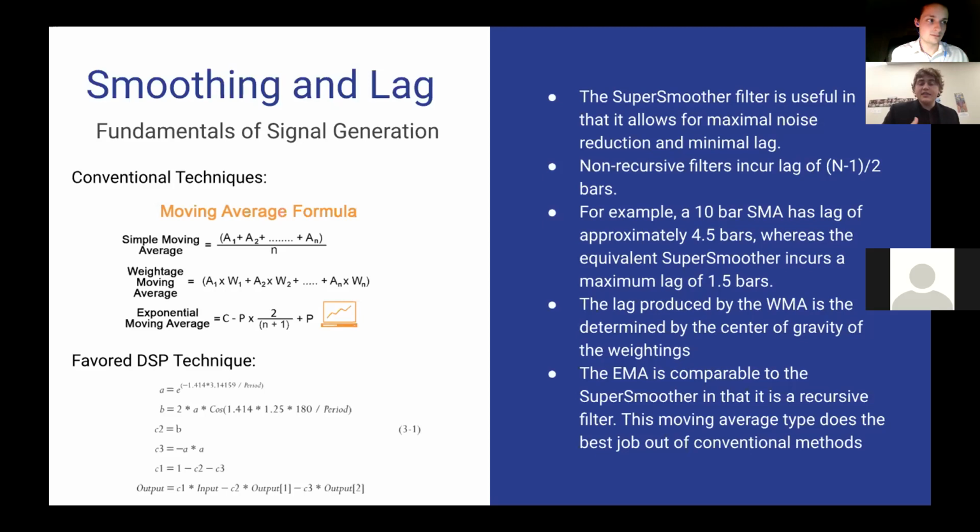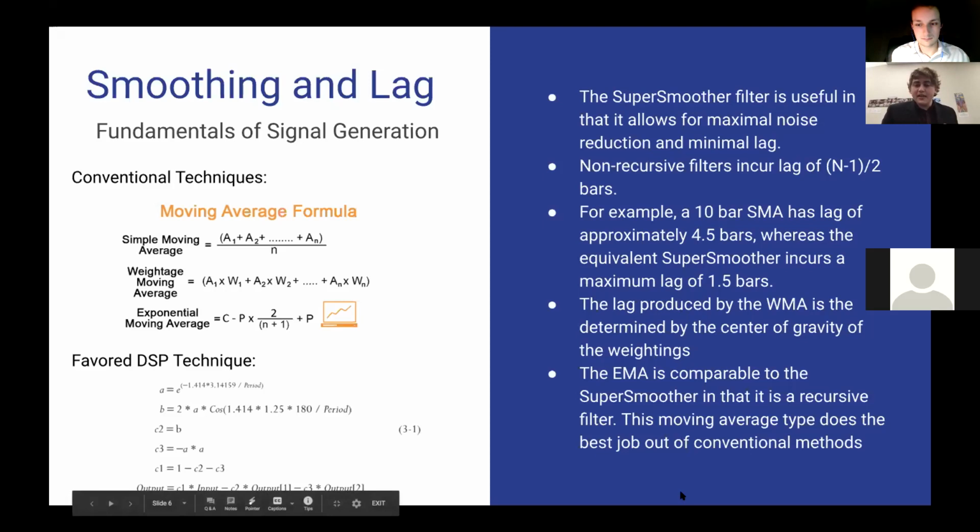This is a recursive filter, so it's only using the last bar observed to calculate the next bar. In a comparable, if you're not into filter design and you want to use a smoothing technique, the exponential moving average would suit just fine. There are minimal differences, but there is a small difference between the EMA and the super smoother.